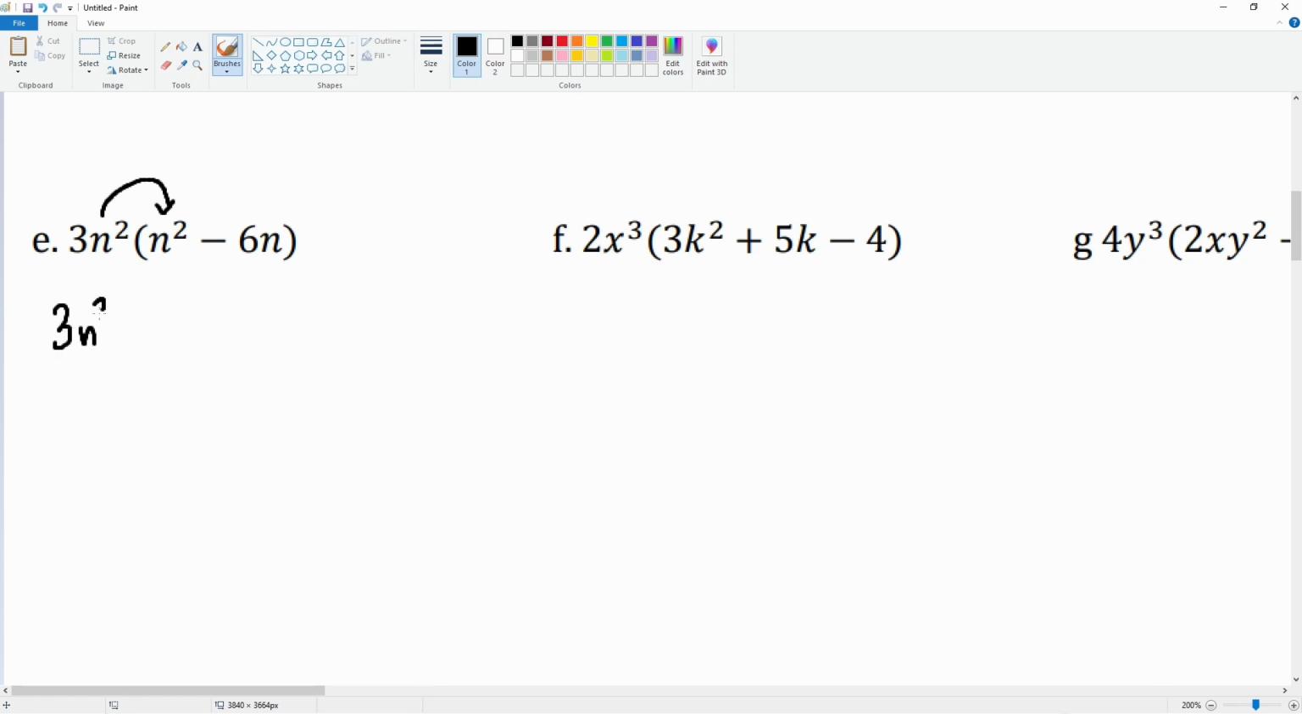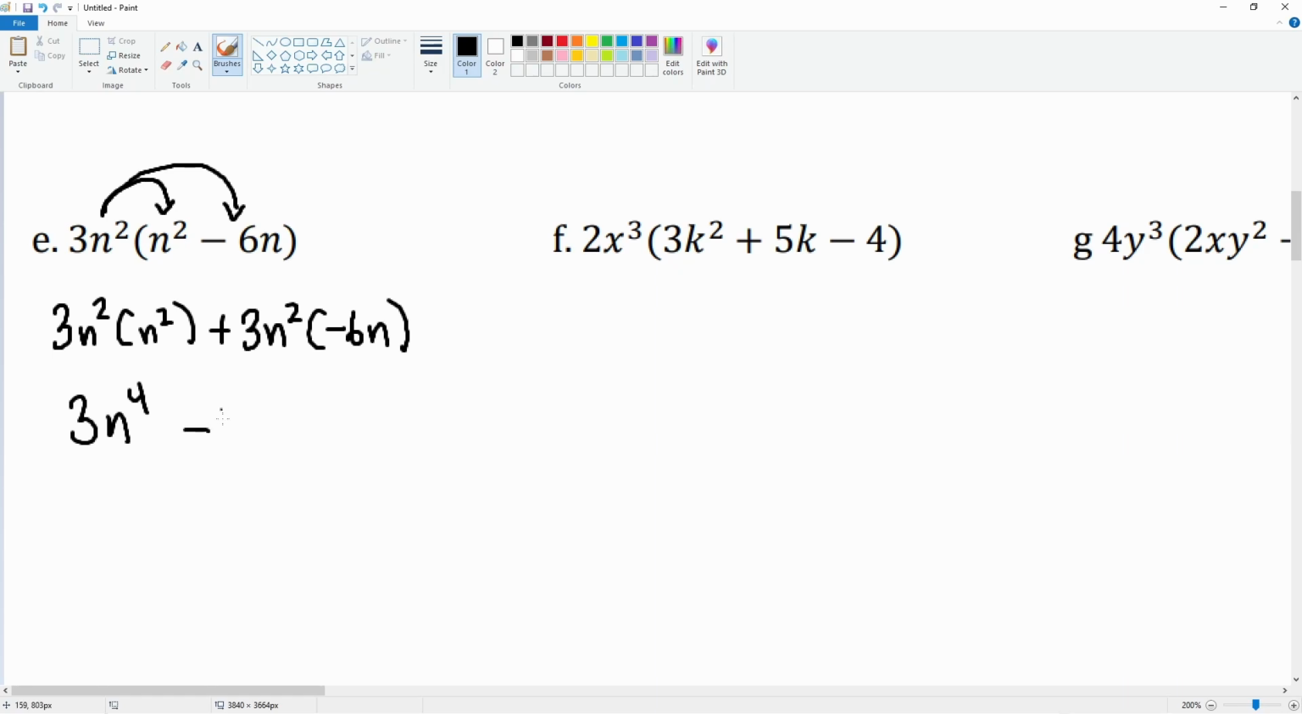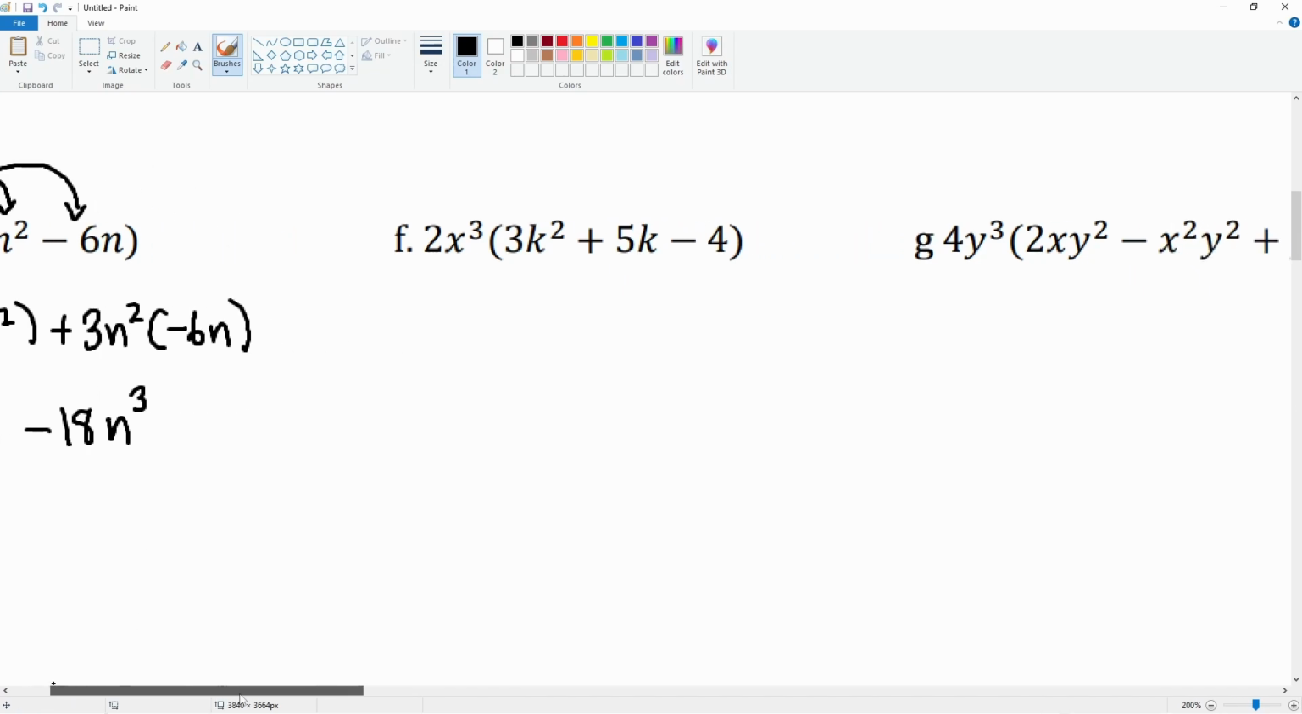So 3n squared parentheses n squared. Then distribute the 3n squared into the negative 6n. So I write 3n squared parentheses negative 6n close parentheses. You have a 3 here. n squared times n squared is n to the 4th. The 3 times negative 6 is negative 18. n squared and n becomes n to the 3rd when you multiply.